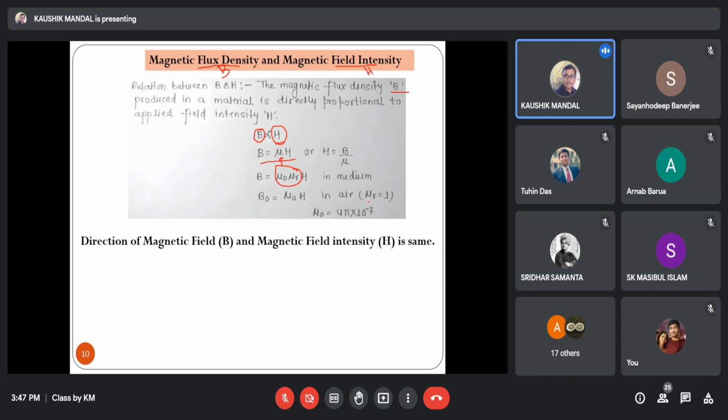For air, mu r is actually 1, and what is the value of mu 0? That is 4 pi into 10 to the power minus 7. So B0 is basically mu 0 into H, and B equals mu 0 into mu r into H. Whatever the direction of the magnetic field intensity, the direction of the magnetic flux density B should be the same as the direction of the magnetic field intensity. It is better to say in terms of B and H: one is magnetic flux density, another is magnetic field intensity. They should be in the same direction.